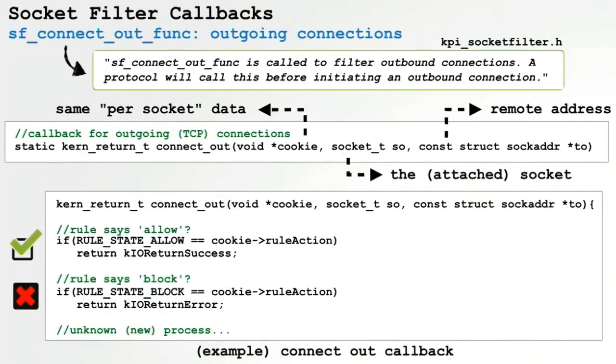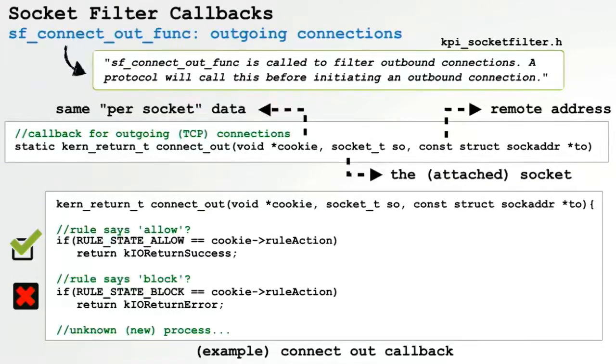Next up is the connect out callback, and this will be called by the operating system anytime a socket attempts to initiate an outgoing connection. It takes that same cookie parameter, which we've set to either allow, block, or ask, the socket, and then the remote address that the socket is trying to connect to so we can examine the endpoint. Now, if we've previously set the action to allow, we just return OK from this function. This tells the operating system we're cool with this and it should be allowed. If we want to block this, we just return an error from this callback, and this will tell the operating system to block or deny the connection.